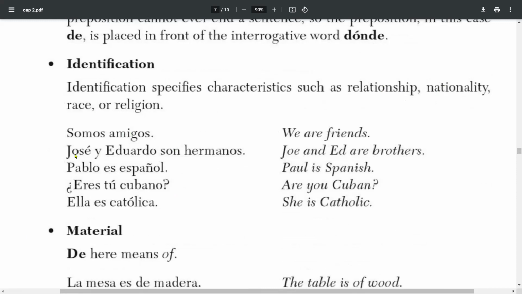Somos amigos. José y Eduardo son hermanos. Pablo es español. ¿Eres cubano? Or if you want to include it, that's not necessary. ¿Eres cubano? Ella es católica. Or the other two forms, right? ¿Sos vos cubano? ¿O es usted cubano? Are you Cuban? So friends, brother, Spanish, Cuban, Catholic, we will use the verb ser, identification.